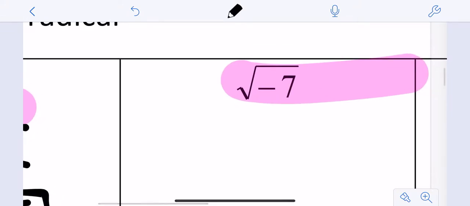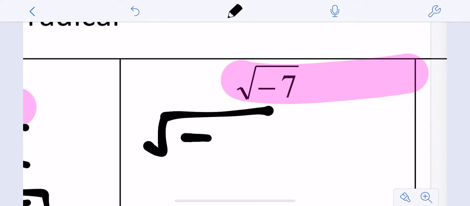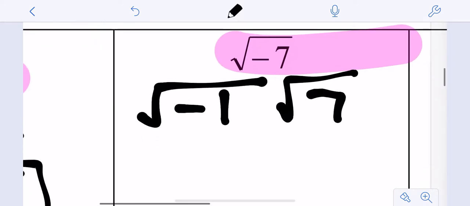So let's try it with this one. The square root of -7 is the square root of -1 times 7. The square root of -1 is i. The square root of 7, I don't know.